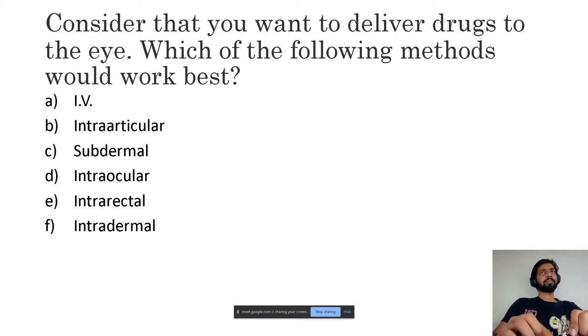Intraocular, sir, option D. The intraocular route of delivery is what you directly deposit in the eye, right? So that's the correct option.